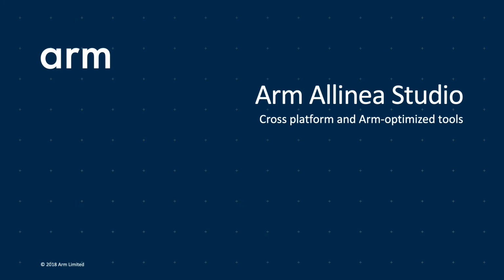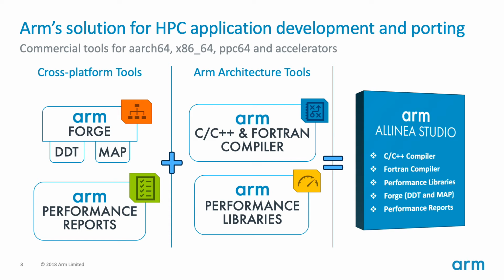Now, before I get into the tips and tricks, I want to talk about ARM's software offerings. So I've shown you how ARM licenses IP to build CPUs, but how about on the software stack? Well, ARM's solution for HPC applications is called the ARM Allinea Studio, and this combines cross-platform tools that run on ARM, x86, Power, and GPUs like NVIDIA GPUs, and with ARM-specific tools like the ARM compilers and the ARM performance libraries.